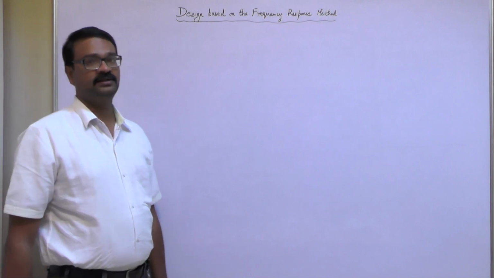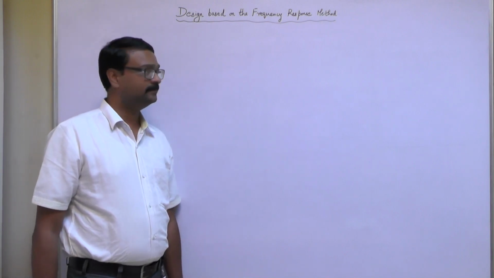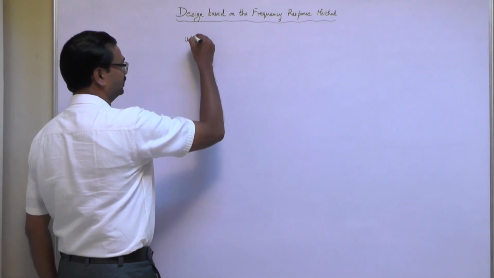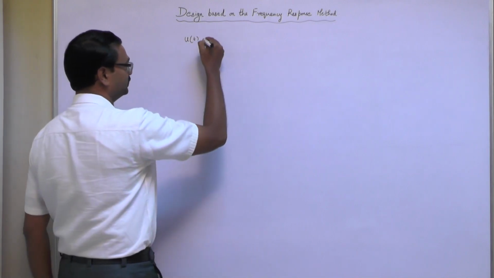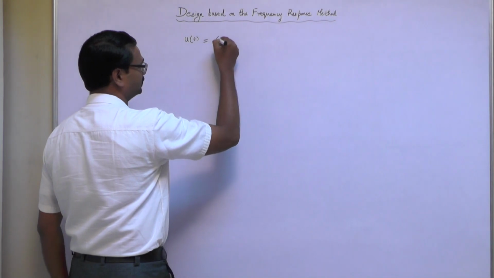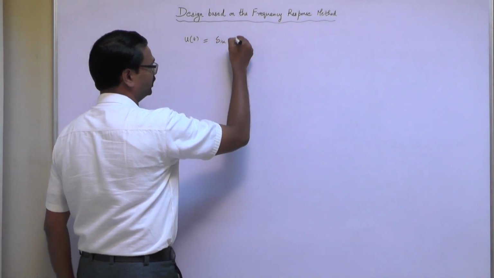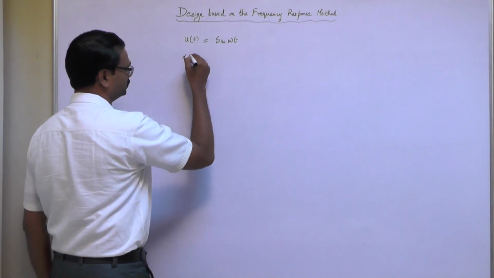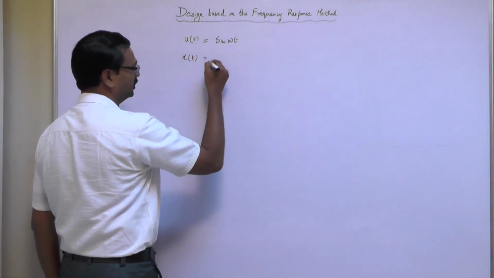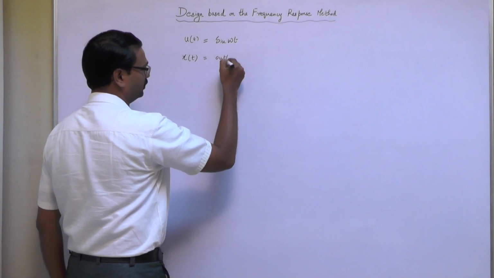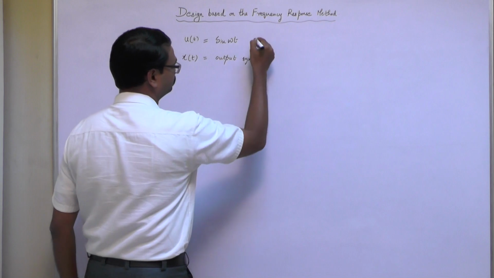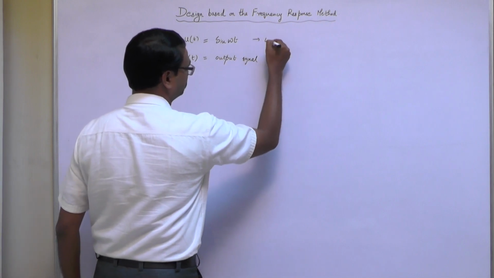or the input that is required here is sine omega t. Okay, so let us see that if u of t is our input signal, which is given as sine omega t, and let us suppose that x of t is the output signal. Let us see for any discrete system, this is the input signal.